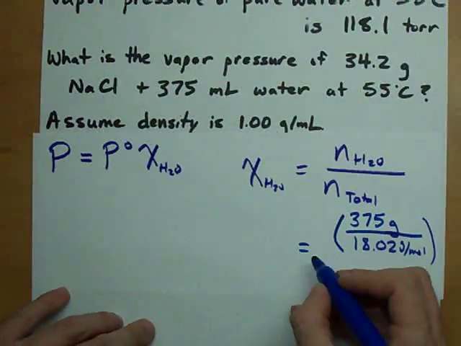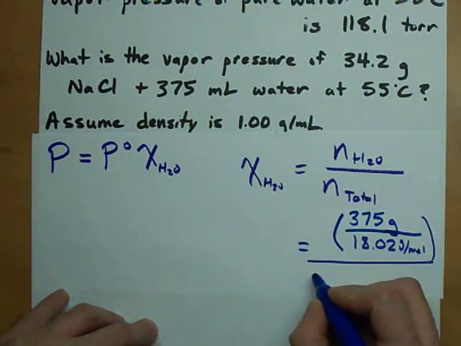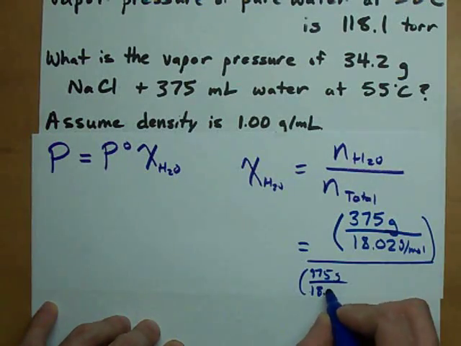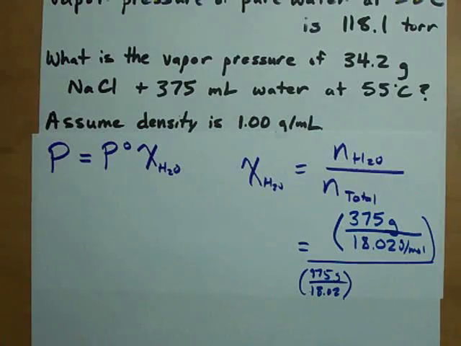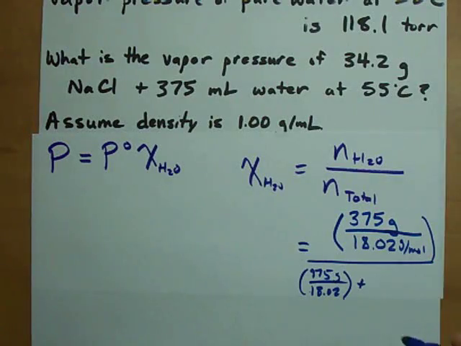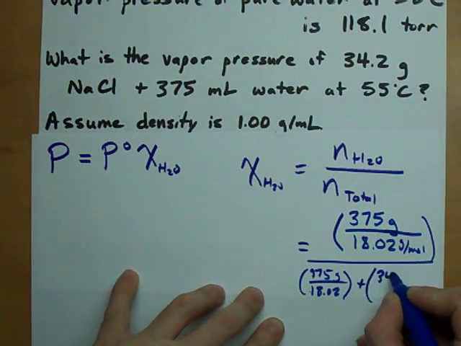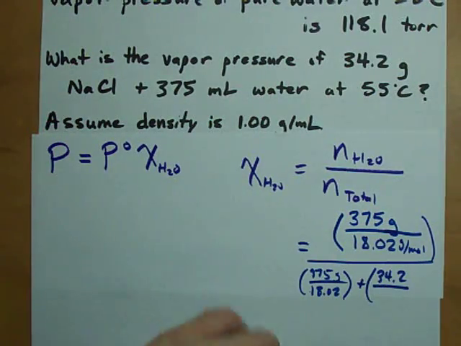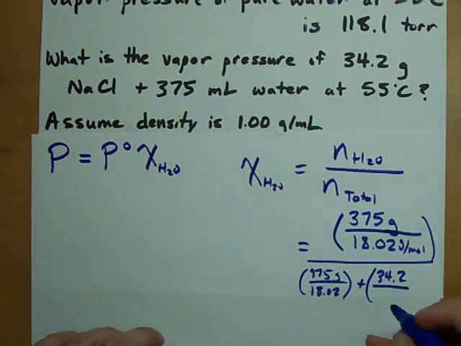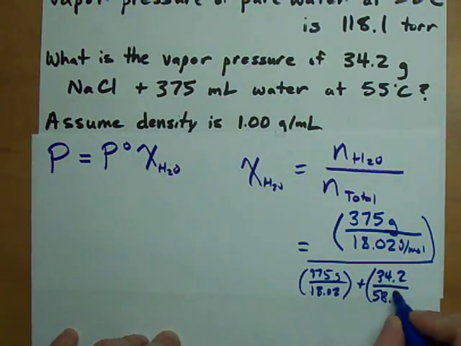We also need to figure out the total number of moles. Well, we have to account for the fact that we have some water in there. Our 375 divided by 18.02. There's the moles of water. We also need the number of moles of NaCl. In that case, 34.2 grams divided by the molecular mass of NaCl, which I believe is 58.44.